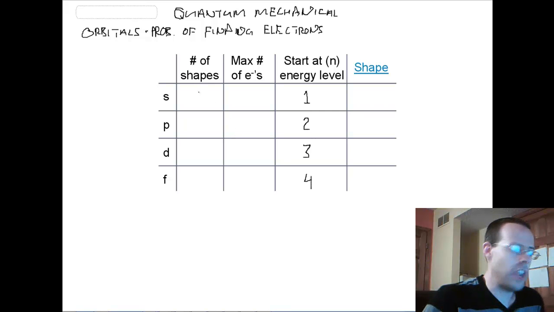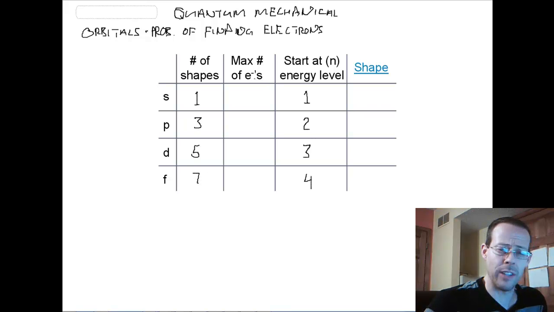Number of shapes. S's have 1 type of shape. Notice how many S smoking rooms are on each floor: only 1 of them. How many premium rooms do we have? We have 3 rooms per floor, so there's really 3 shapes for premium rooms. D's have 5. F's have 7.